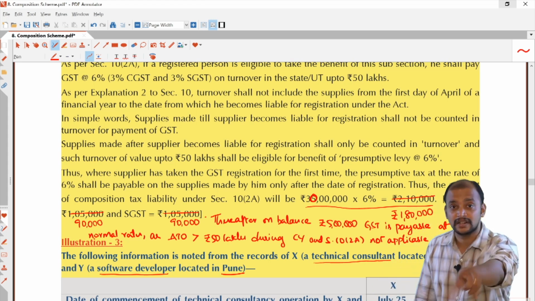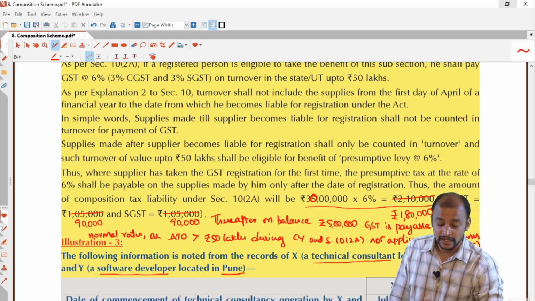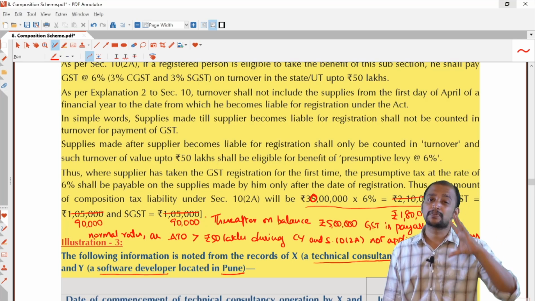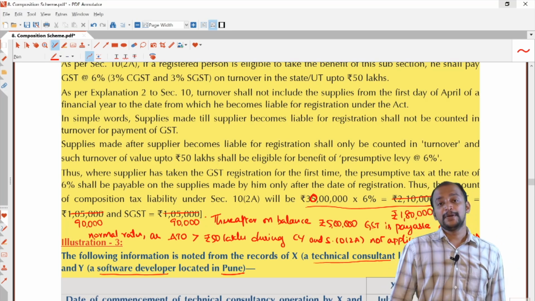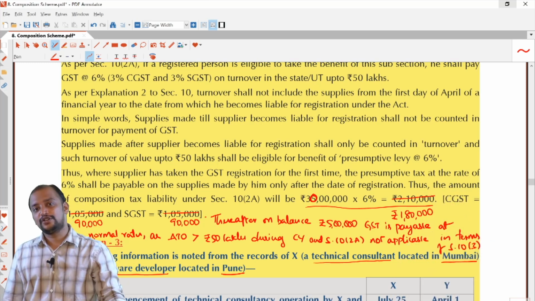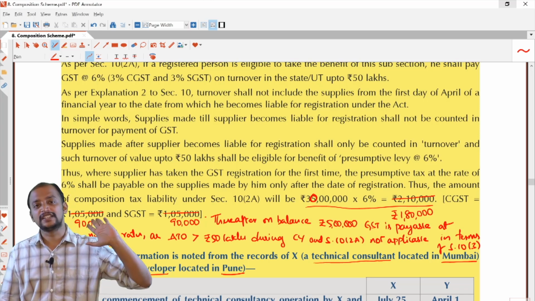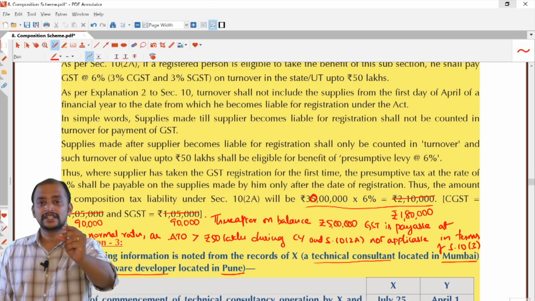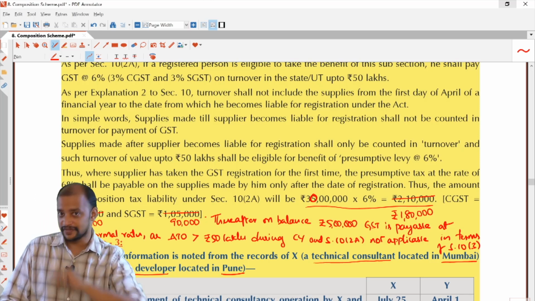What does section 10 subsection 3 say? It says once your aggregate turnover exceeds the limit... Actually, that's a mistake here. Explanation 2 they gave correctly, but the amendment should have been done in section 10 subsection 3 also. They did not do it. Because of this only, this interpretation will come. Now what should be taken as the view? Come on, I just confused you and now I have rectified it.